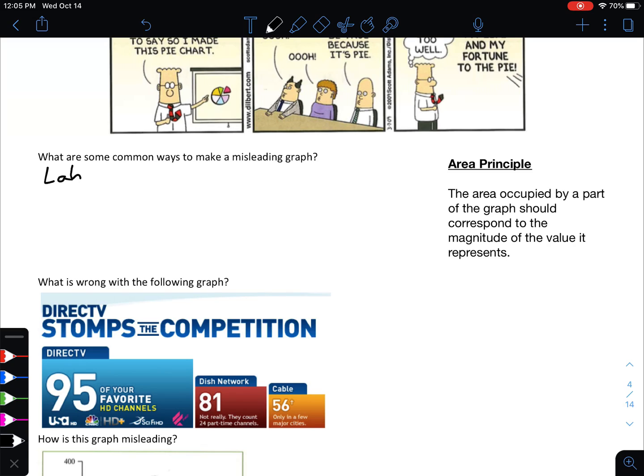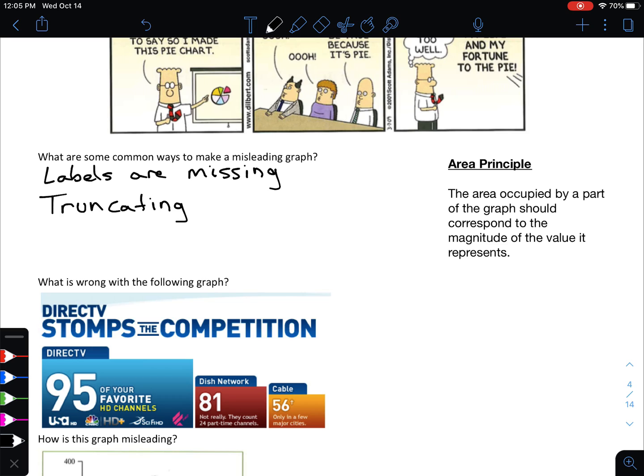So what are some common ways that a graph can be misleading? Well, the first thing is that the labels are missing. So obviously, if the labels are missing, that's going to be a big problem because now with your graph, you don't even know what it represents and you don't know for comparison what's going on. Lots that can go wrong there.